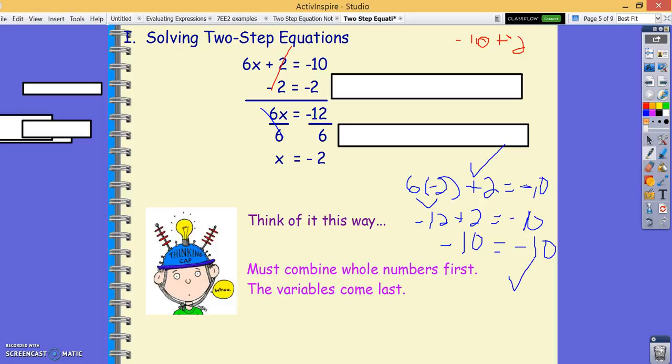That is true. Now, when you're solving a two-step equation, you can think of it like this. You need to combine the whole numbers first, and then the variables come last.